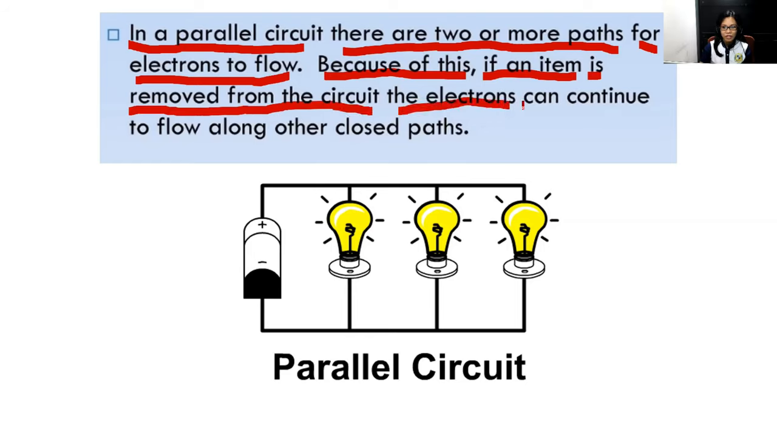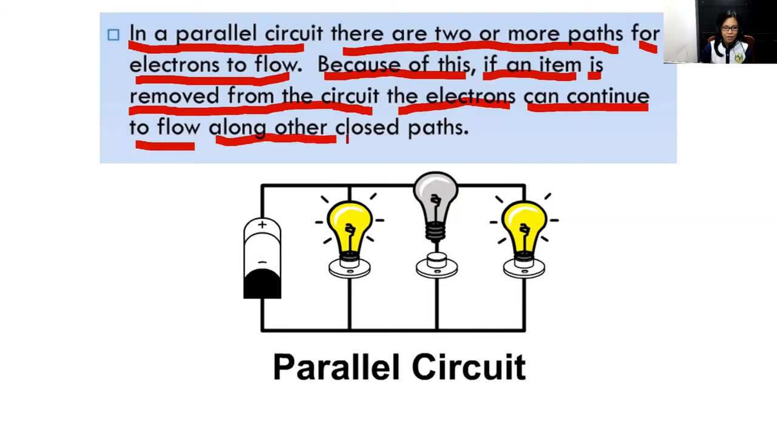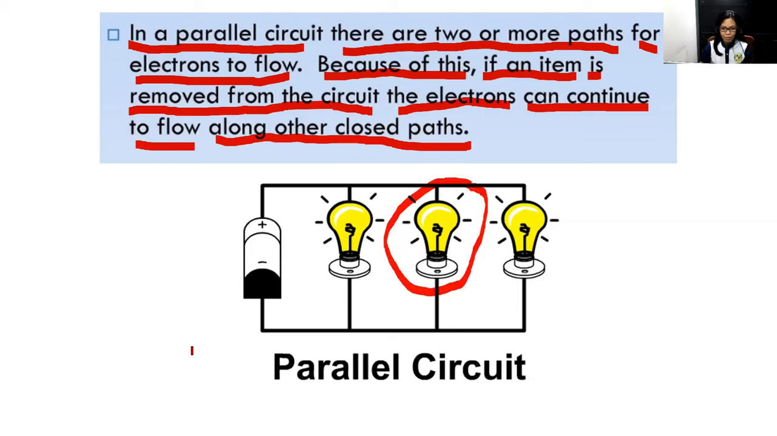The electrons can continue to flow along other closed paths. For example, you remove this bulb from the circuit. So when you remove it, what happened to the other two bulbs? They still light up. It doesn't affect the flow of electrons or electricity. Even if you remove this bulb, the other bulbs still light up.